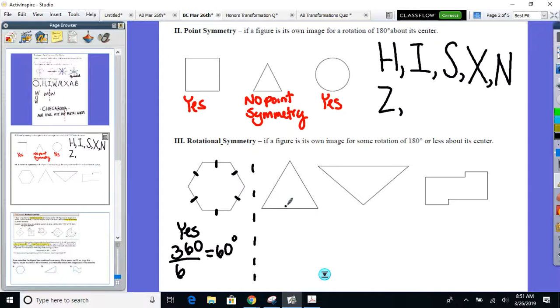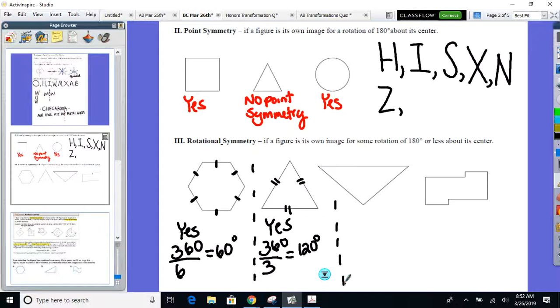Okay, this is an equilateral triangle. Can I rotate it less than 180 and get that equilateral triangle back? Definitely, yes. How many degrees would I be able to rotate it? Well, take that 360 divided by 3 times I can rotate it. 120, which is definitely less than 180.